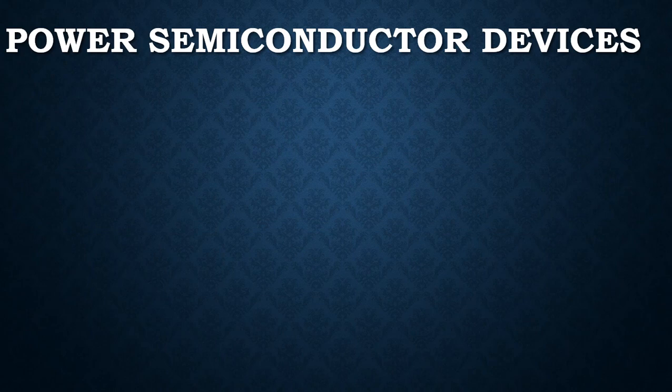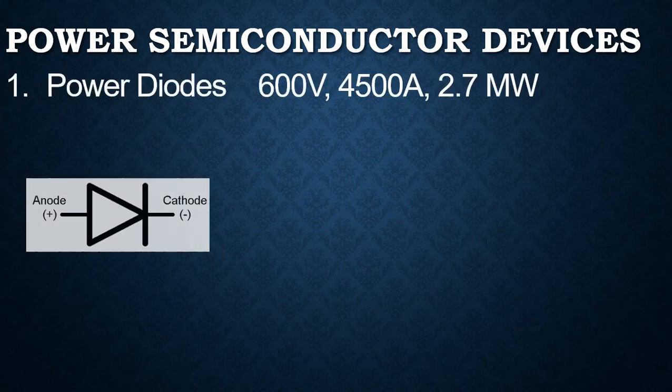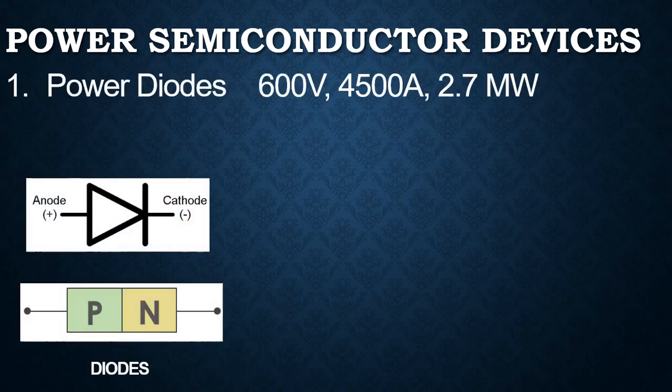Power semiconductor devices are categorized into three types. First is diodes. Diodes are two-layer switching devices. It has two terminals, the anode and cathode. It is commonly used as a rectifier or converter from AC to DC, either half wave or full wave. Diodes are commonly used for low power systems. At kung mapapansin natin, ang power ni diode is up to 2.7 megawatts.